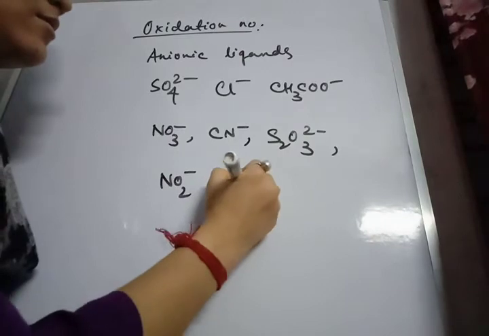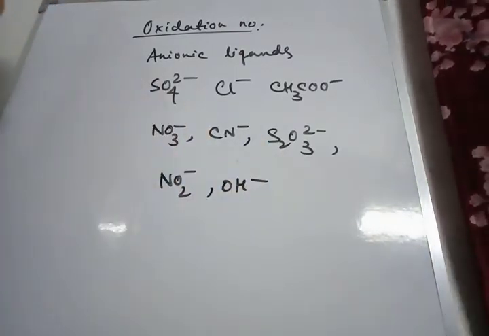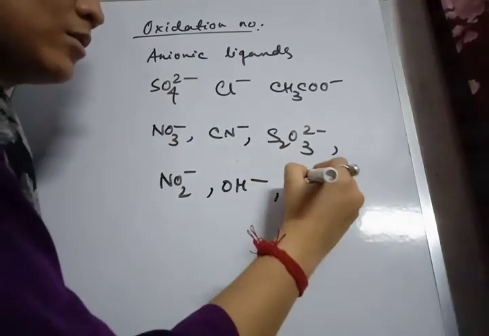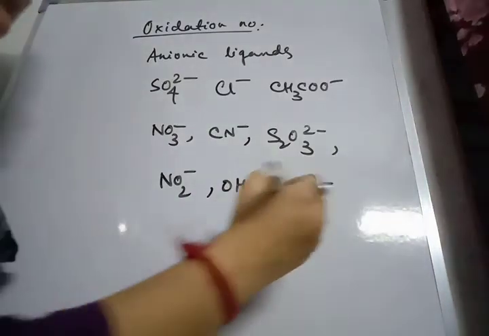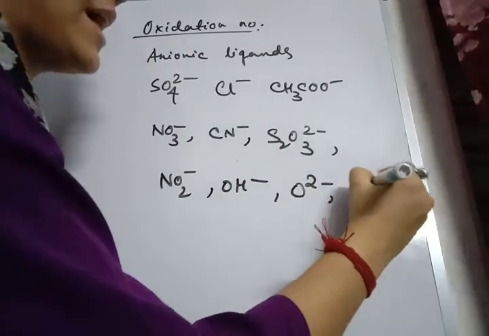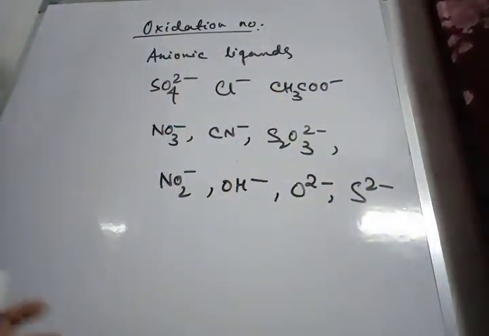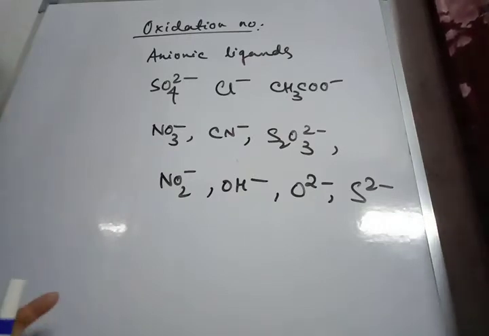Then hydroxide is named as hydroxo, oxide as oxo, then sulfide as sulfido, etc. This way the anionic ligands are named.